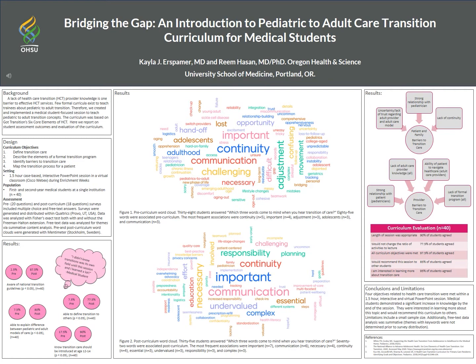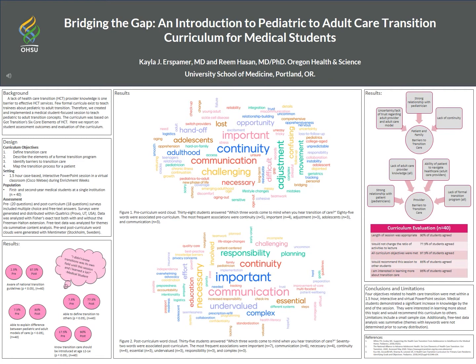80% were able to explain the difference between pediatric and adult models of care, and 90% of students correctly identified when transition care should be introduced. This is compared to 7.5, 7.5, and 17.5% pre-curriculum, respectively. Additionally, 97.5% of students felt the curriculum met all objectives, 85% said they would recommend the session to other students, and 95% said they were interested in learning more about transition care.